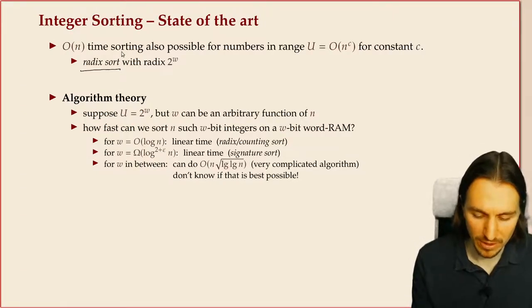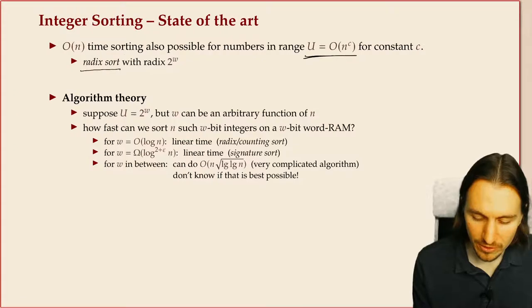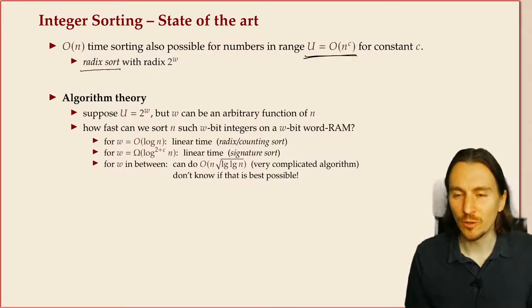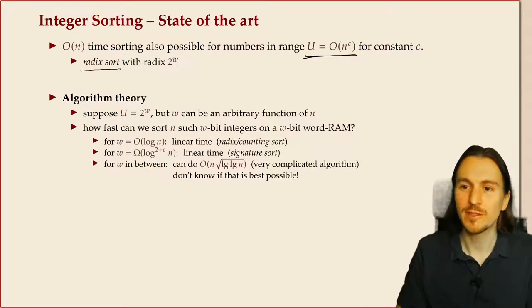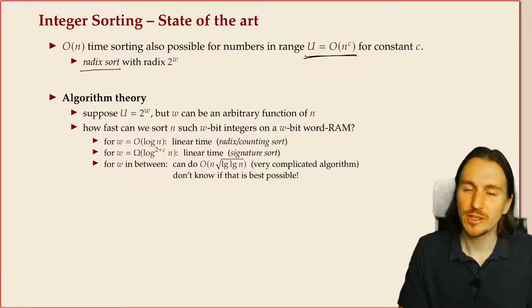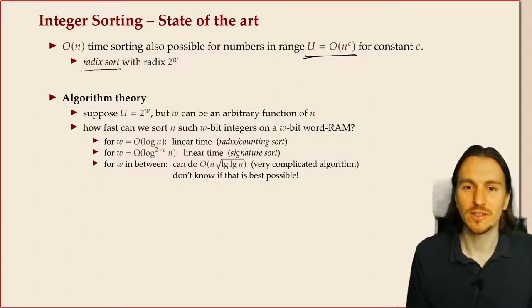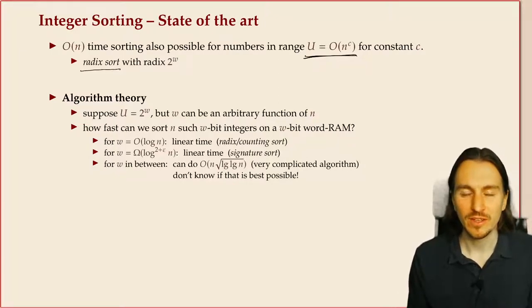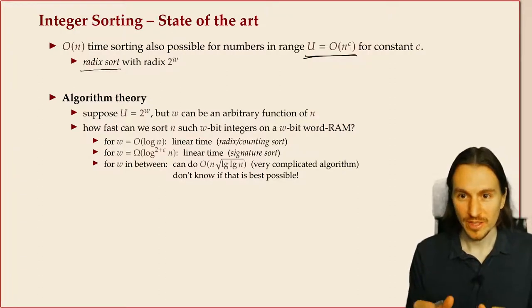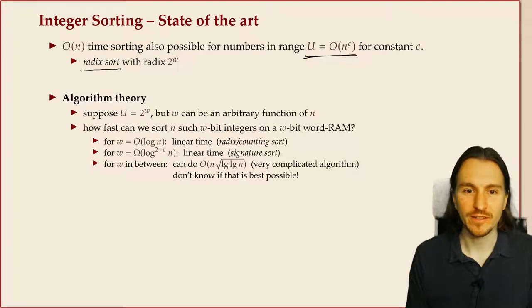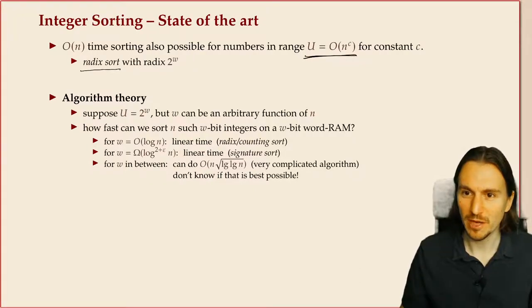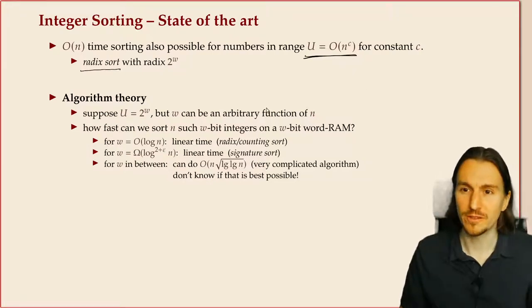But it's worth knowing that even if the range is polynomial in n, n to a fixed power, you can essentially apply the same idea by iterating a constant number of times, and you still get linear time sorting then. That's still a very, very restricted world, that the integers are fairly small, bounded in terms of the length of the array, or at least polynomial in the length of the array.